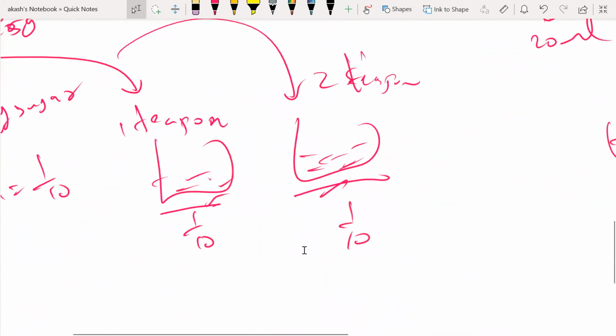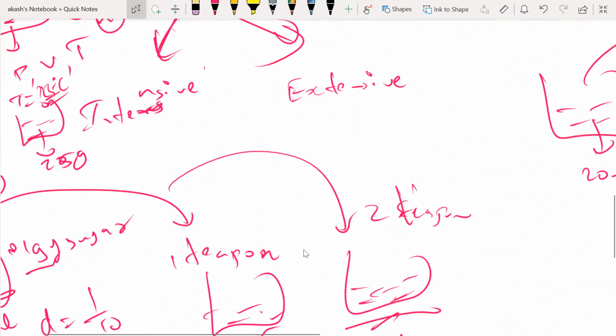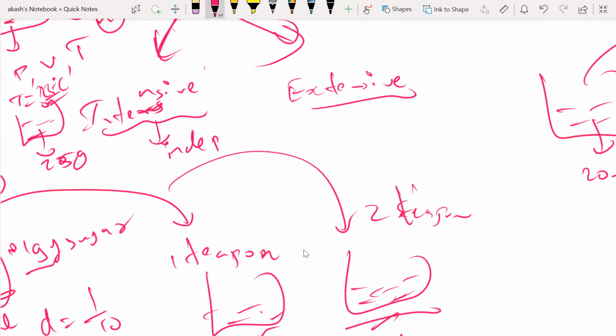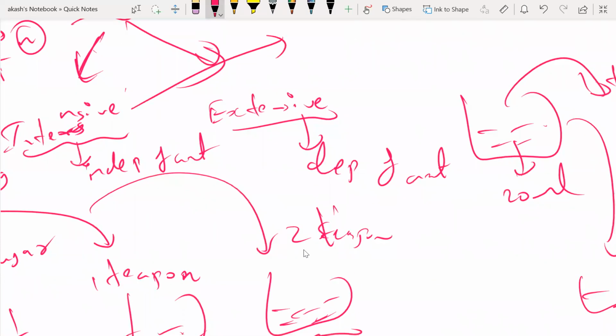Based on this, we have the classification: intensive properties and extensive properties. Intensive properties are independent of the amount, whereas extensive properties are dependent on the amount of substance. So what can be examples of intensive properties? Say temperature and density. These two are the major ones.